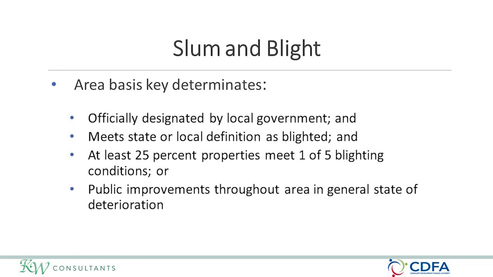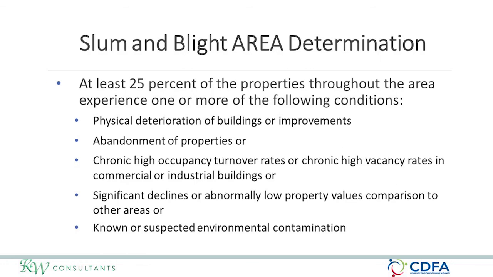You would have to meet the state or local definition of blighted. So in New Hampshire, you must meet not only the federal definition in the CDBG program, but you also have to meet New Hampshire Statute 205-1B. In addition, 25% of the properties in the area must meet at least one of the 5 blighting conditions, which we'll talk about in just a second, or public improvements throughout the area are in a general state of deterioration. So what does that mean? 25% of the properties experience one or more of these blighting conditions.